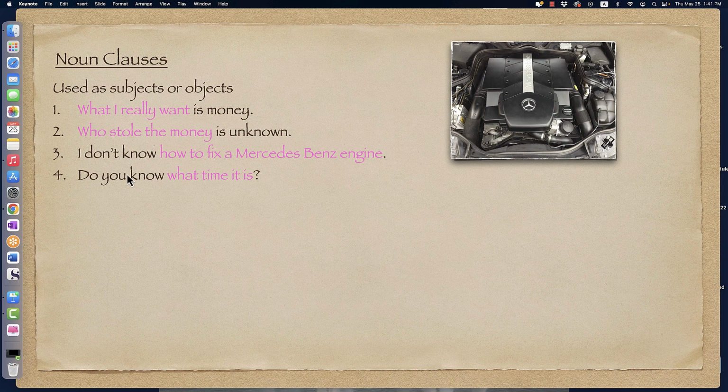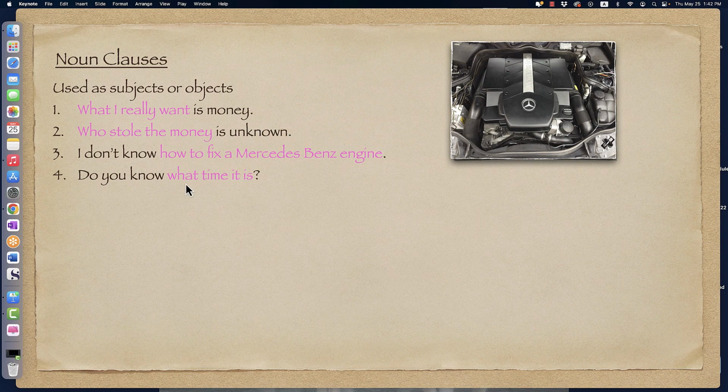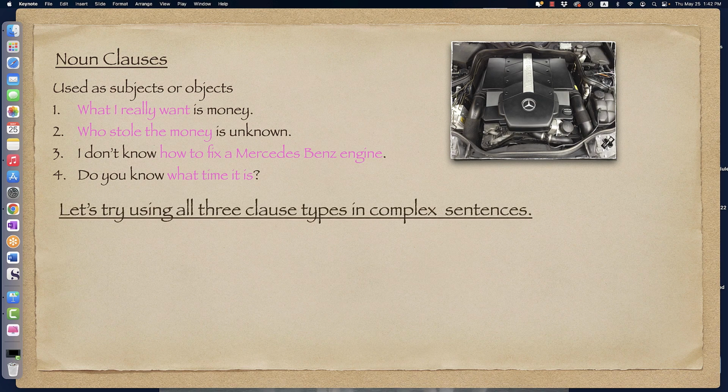Okay. So how about, "Do you know what time it is?" Well, here's the question. "What time it is" is our noun clause, but it's acting as the object. So it is the information that somebody wants to know if you have. So let's put this all together.